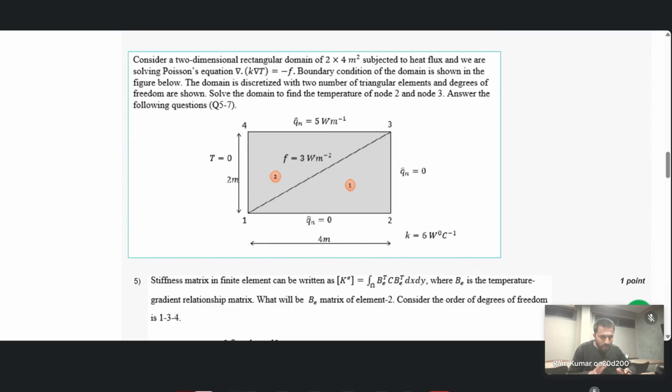Yes, sir. Actually, I am solving the question in the same manner as it was solved in the lecture by the professor. But after solving this question, give me one minute, I will give you the correct way. Elemental force.